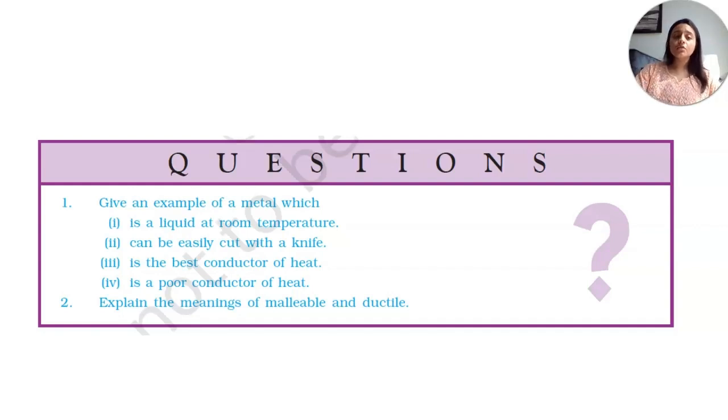Okay. So first question is, give an example of a metal which is a liquid at room temperature. So it's none other than mercury, Hg. The metal which can be easily cut with a knife is sodium and potassium. So sodium is Na, potassium is K.